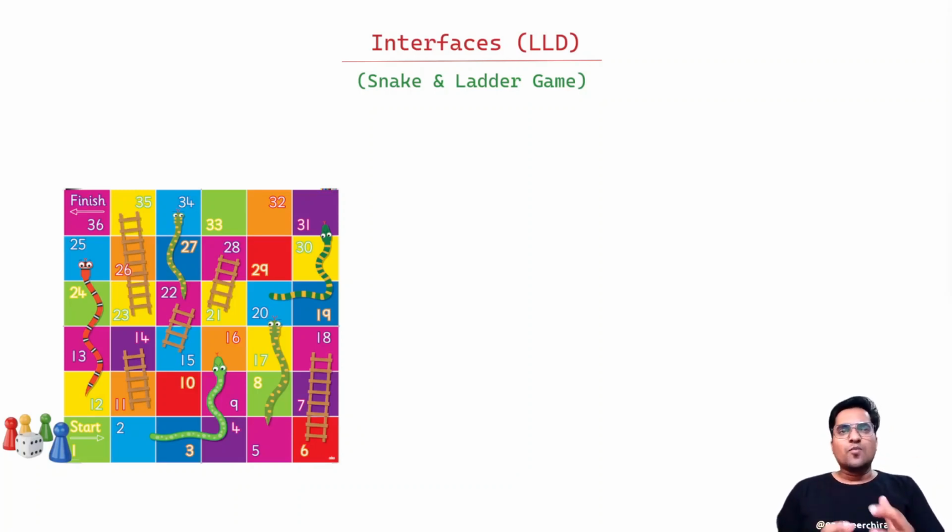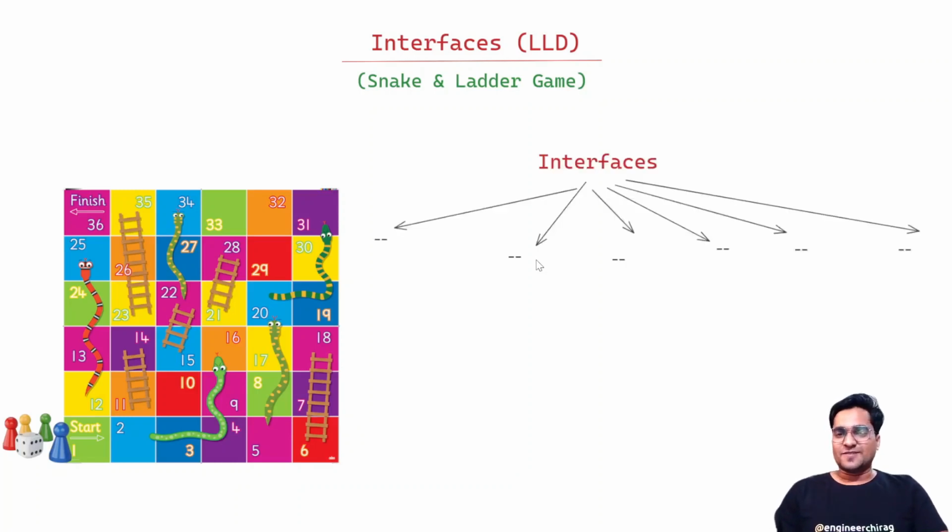Let's understand this in more detail, right? That will help you dive in and get more power of low level design in the interfaces. In this particular interface, if we have to talk about the interfaces of the snake ladder game, what are the things that come to your mind? What are the different entities involved in this?